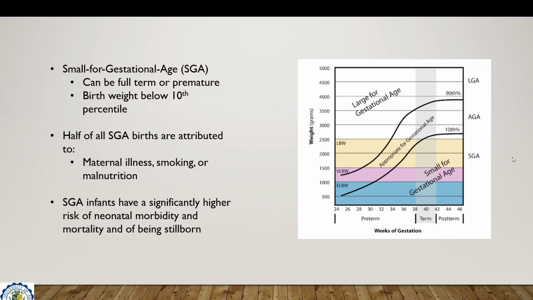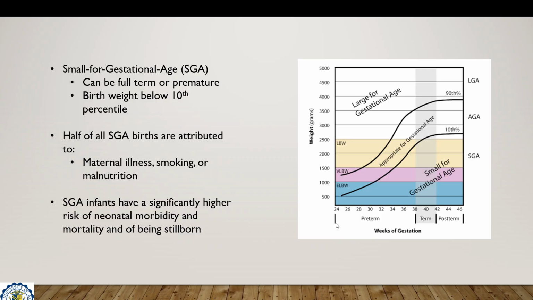This chart shows very clearly the weeks of gestation and then baby's weight. A baby that is born to term is within this gray area. And then if their weight falls in this area below this 10th percentile line, they're considered small for their gestational age. Between the 10th and the 90th percentile, they're considered appropriate for their gestational age. And then above the 90th percentile, they're considered large for their gestational age.